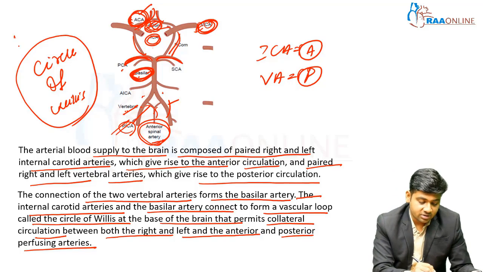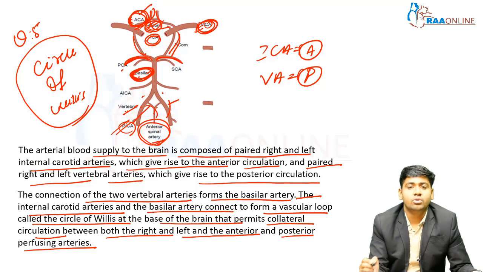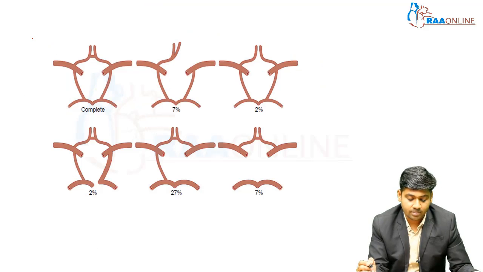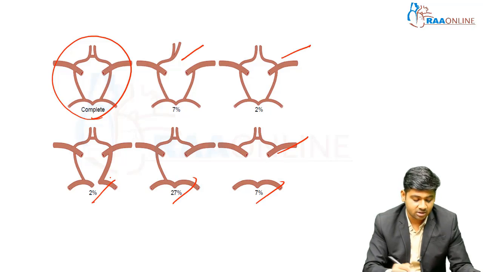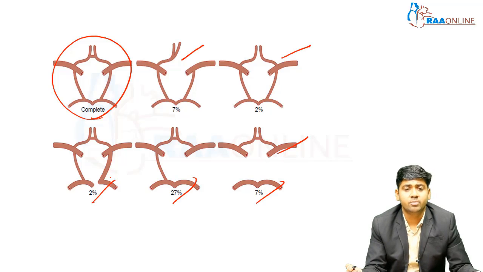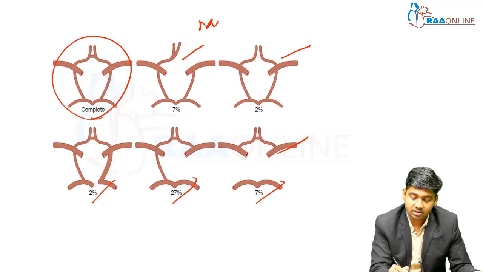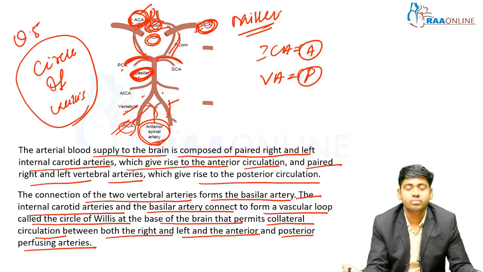So the circle of Willis is a 5 marks question. You have to draw a diagram of the circle of Willis. This is the complete loop of the circle of Willis. Anatomical variations are observed in patients. For the sake of completion, I am keeping this picture, which is taken from Miller. You can read the literature in Miller also.